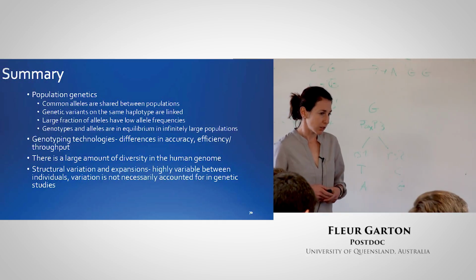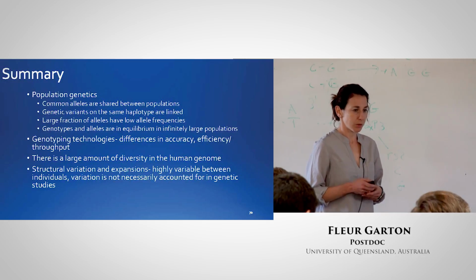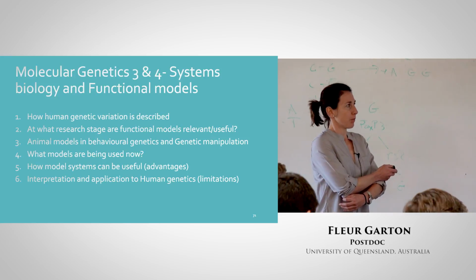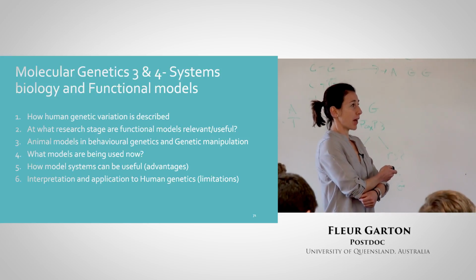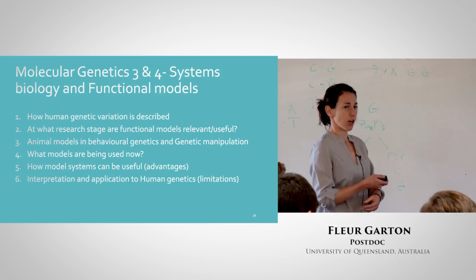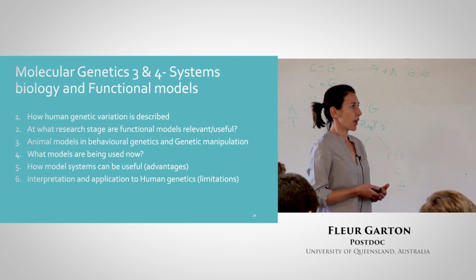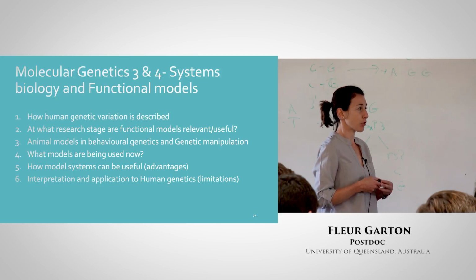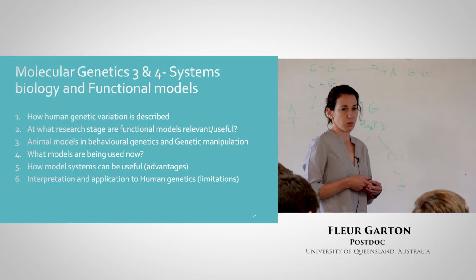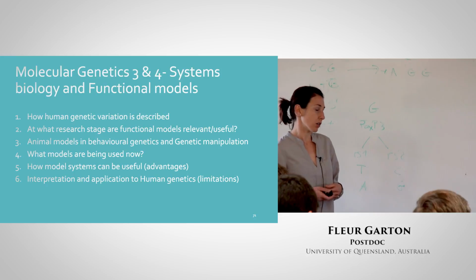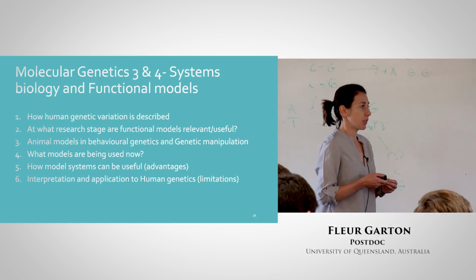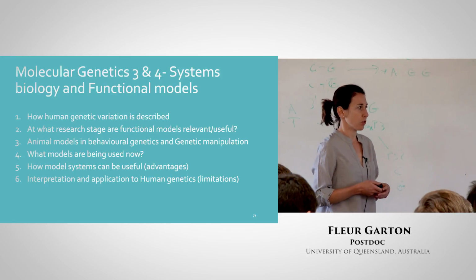For these next two lectures, I'm going to be talking after lunch as well, so I'll see how I go. We'll talk about how genetic variation is described, so just the general nomenclature, and then we'll talk about functional models. I'll give you some overviews of what animal models are currently being used and have been used, and how these systems can be useful, and then how you interpret and apply this to human genetics.